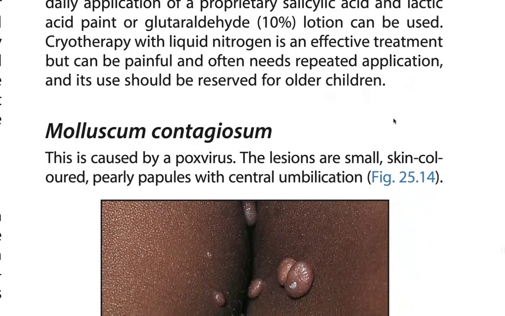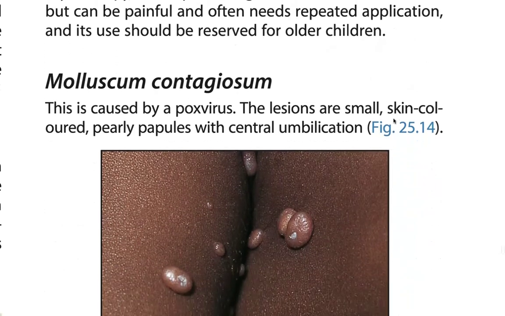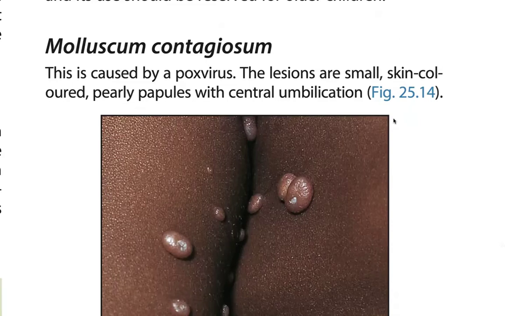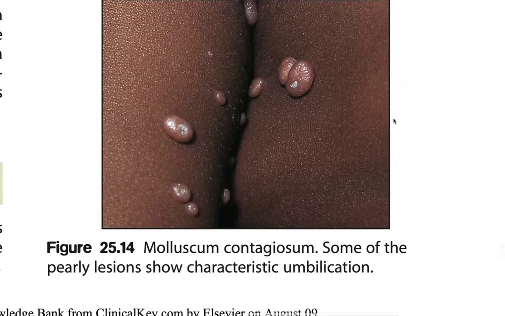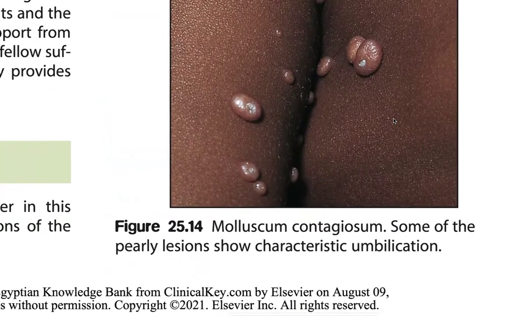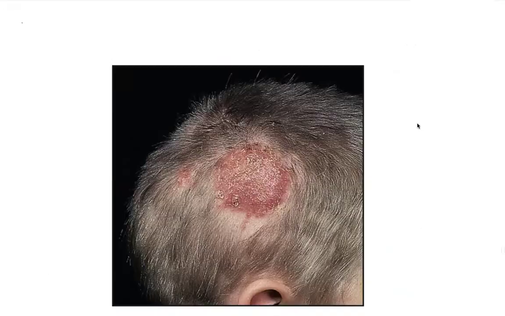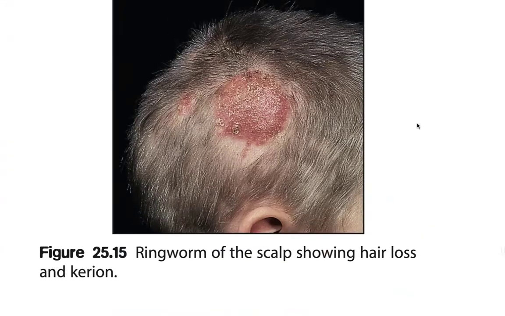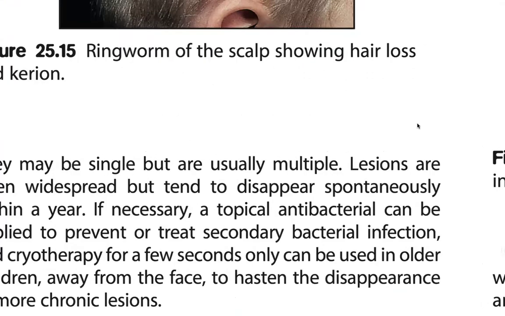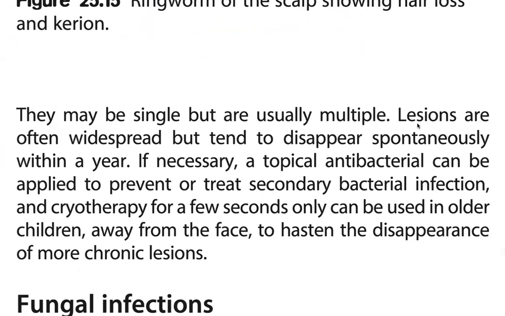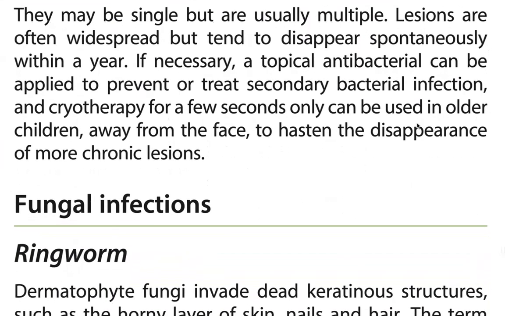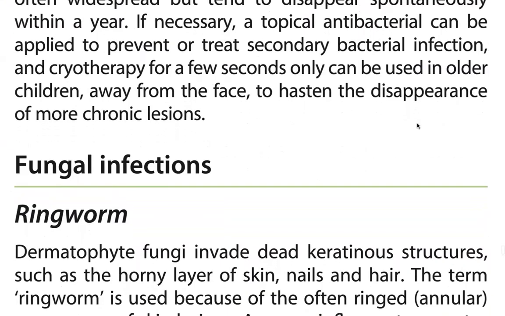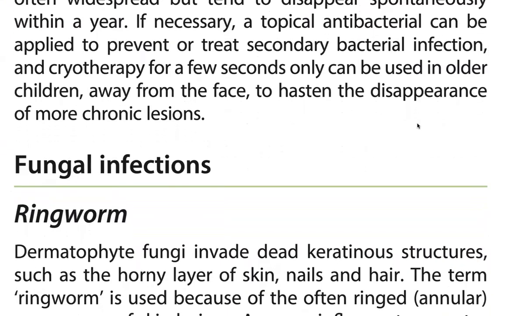Molluscum contagiosum is caused by a pox virus. The lesion is a small, skin-colored, pearly papule with central umbilication. Some of the pearly lesions show characteristic umbilication. They may be single but are usually multiple, and lesions tend to disappear spontaneously within a year. If necessary, a topical antibacterial can be applied to prevent or treat secondary bacterial infection. Cryotherapy for a few seconds only can be used, away from the face, to hasten the disappearance of more chronic lesions.